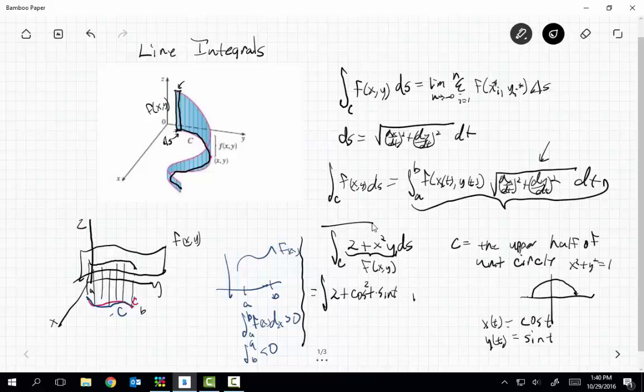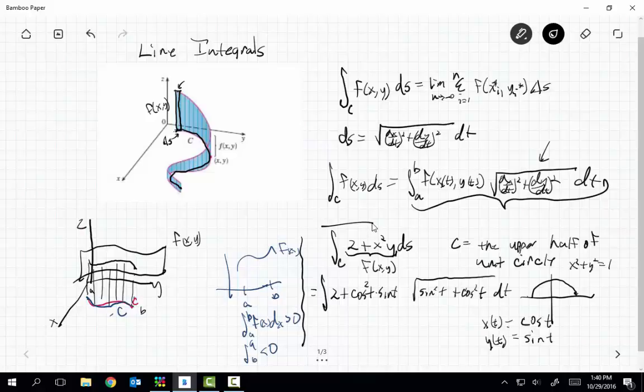Probably should have given myself a little bit more room. And this is going to be times the square root of what? Well, the derivatives of each squared. Well, guess what that is? Derivative of cosine is negative sine, squared is sine squared t. Derivative of sine is cos, squared is cos squared t. And then don't forget your dt hanging off the end, right?